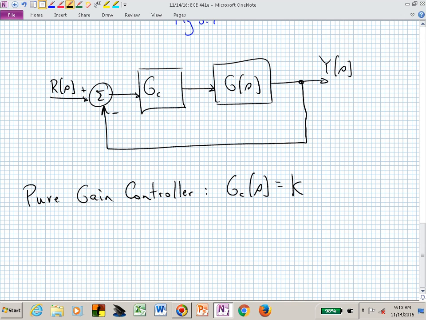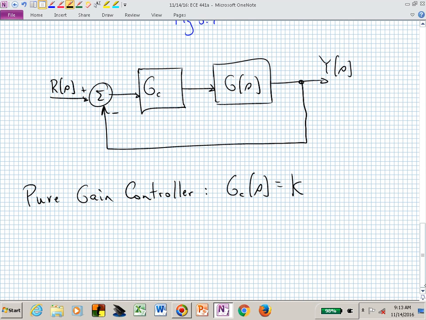Or G sub C of S is equal to K. What design strategy do we now have available to us? We could sketch the root locus for this. Because we have the plant, we can sketch the poles and zeros of that plant, and this is in our standard form. We can now see what happens as we adjust K from 0 to infinity. That's how our closed loop poles will move in a pure gain feedback configuration.